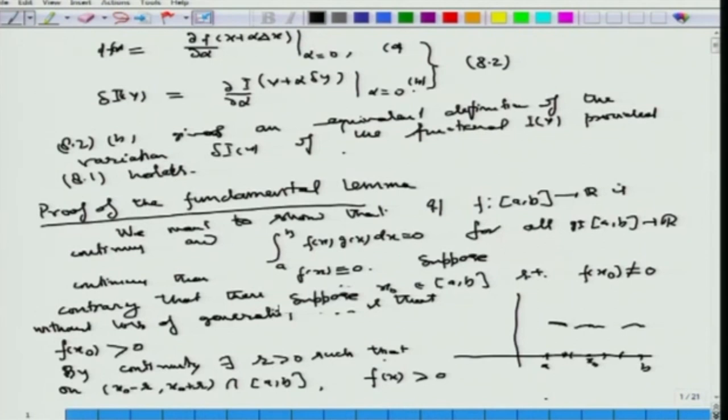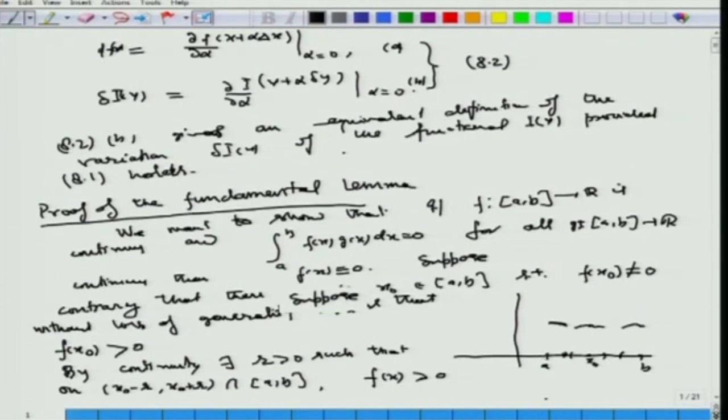So, by continuity there exists r greater than 0 such that on this interval, a neighborhood around x 0, that is x 0 minus r to x 0 plus r intersection a comma b. If this x 0 is an interior point, then this can be taken inside, and this intersection will be the interval x 0 minus r to x 0 plus r itself.